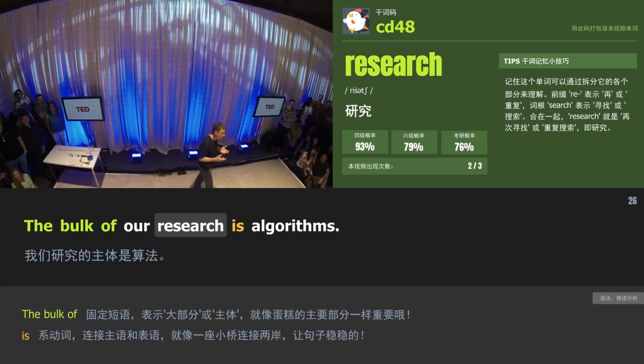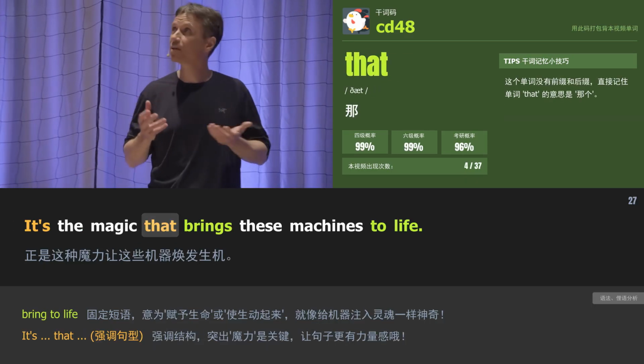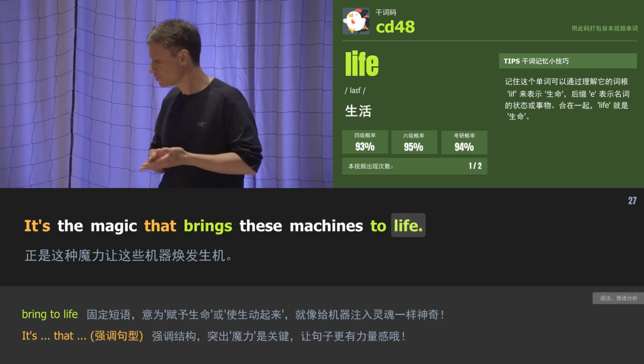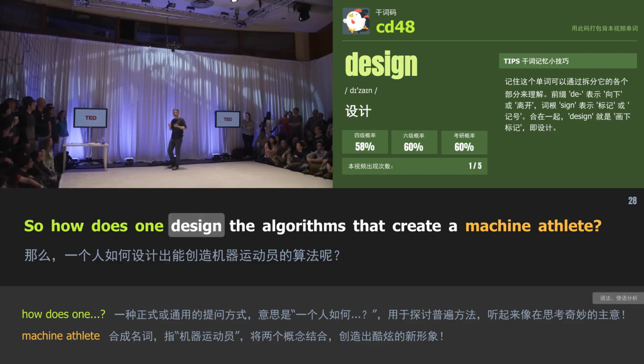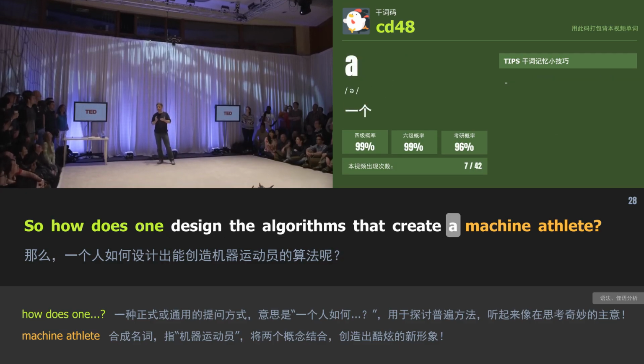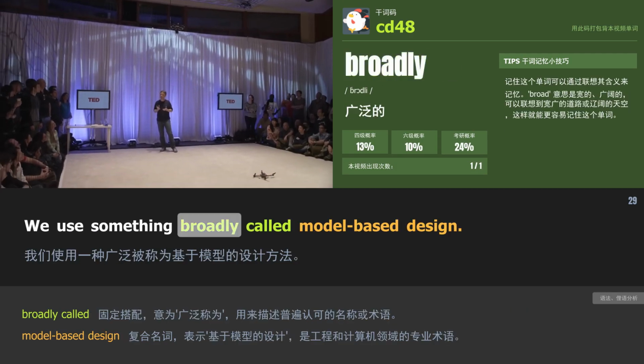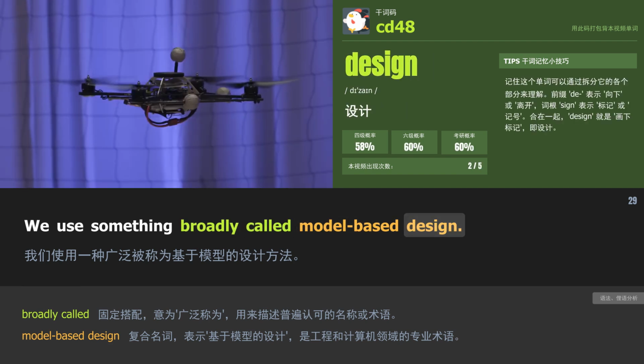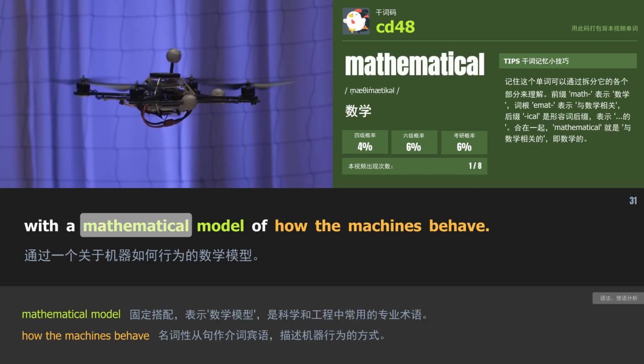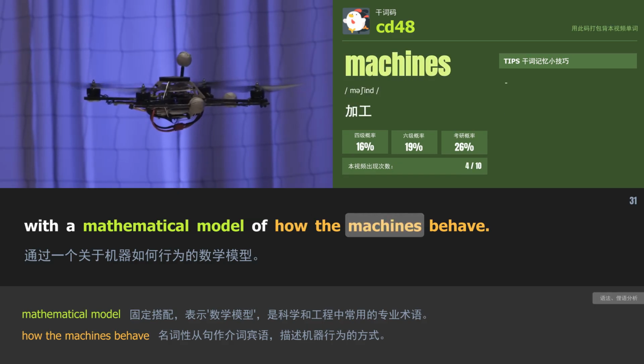The bulk of our research is algorithms. It's the magic that brings these machines to life. So how does one design the algorithms that create a machine athlete? We use something broadly called model-based design. We first capture the physics with a mathematical model of how the machines behave.